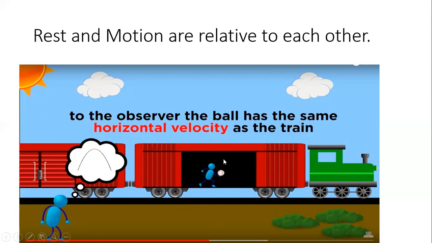Second example, for this man who is in the train, he is in the state of rest because he is sitting or he is standing. But to the observer, he is in the state of motion because he is moving with the train. So to him, he is in the state of rest, but to the observer, he is in the state of motion. This proves that rest and motion are relative to each other. Both of these terms are relative.